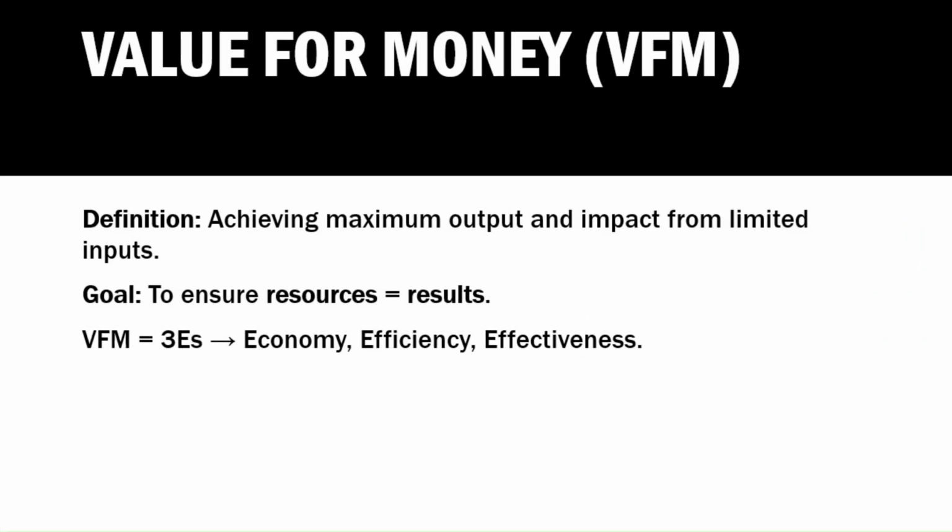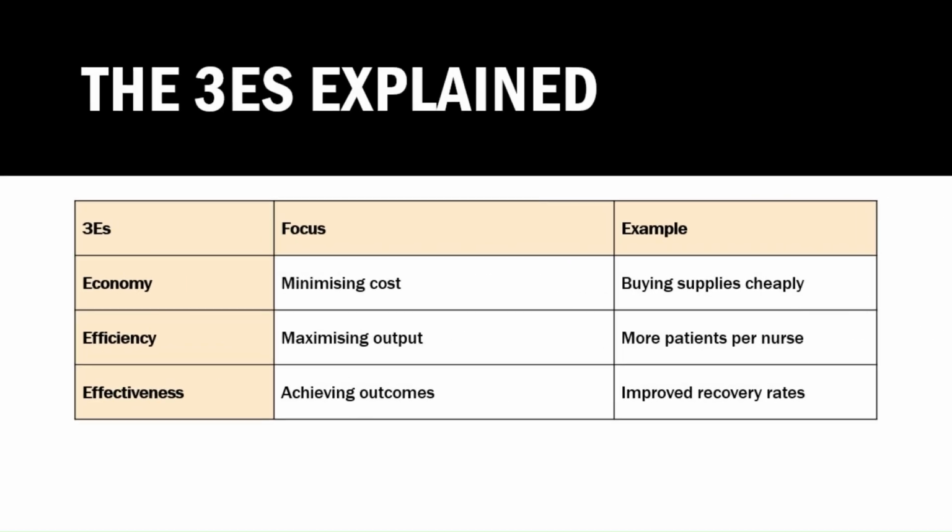Value for money, or VFM, is a central principle in the public sector. It means achieving the best possible outcomes from available resources. VFM is evaluated through the 3 E's: economy, efficiency, and effectiveness. Economy is about obtaining resources at the lowest suitable cost. Efficiency means producing the maximum output from the inputs available. Effectiveness means achieving the organization's desired goals and outcomes.